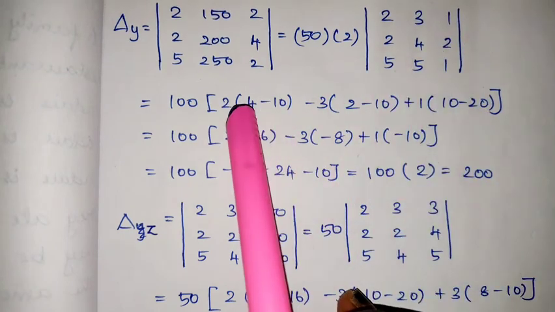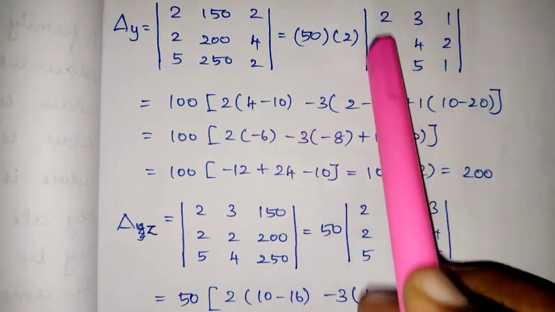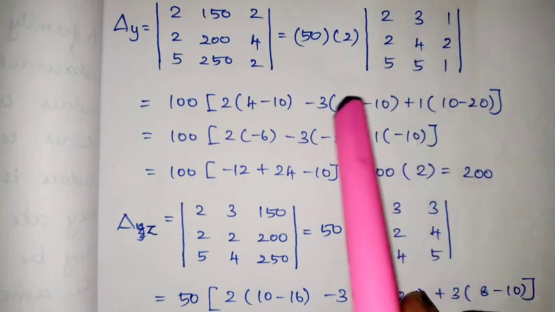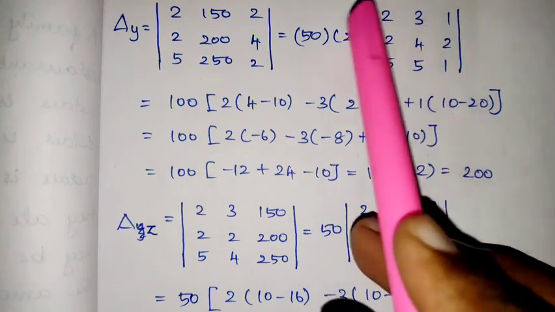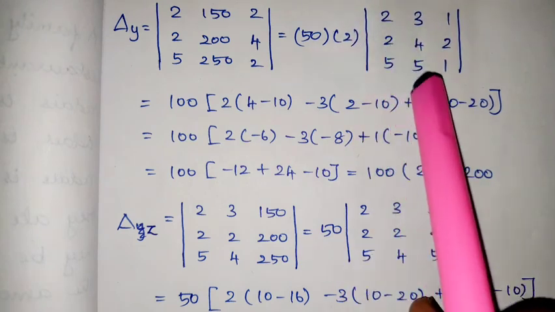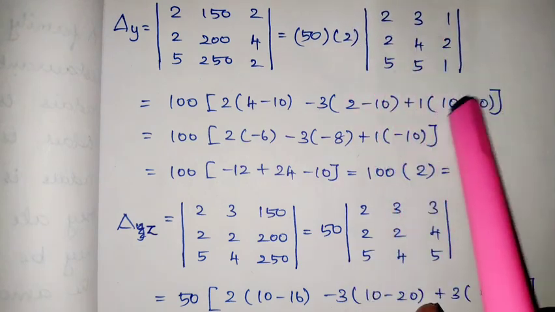Minus 5 into 2 is 10. Second element is minus 3. Leave the row and column. 1 into 2 is 2. Minus 5 into 2 is 10. Plus third element is 1. Leave the row and column. 5 into 2 is 10. Minus 5 into 4 is 20.